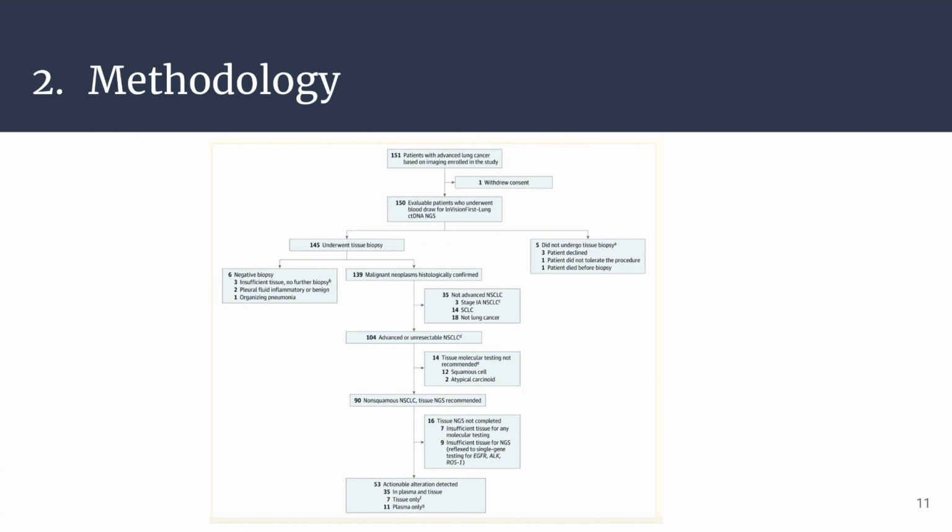The plasma results were returned to the study team and reviewed with the patient. Patients with actionable alterations identified in plasma received the medical oncology assessment. Whenever possible, treatment initiation was delayed until the tumor biopsy was performed, unless the patients were too unwell and needed to start treatment earlier.